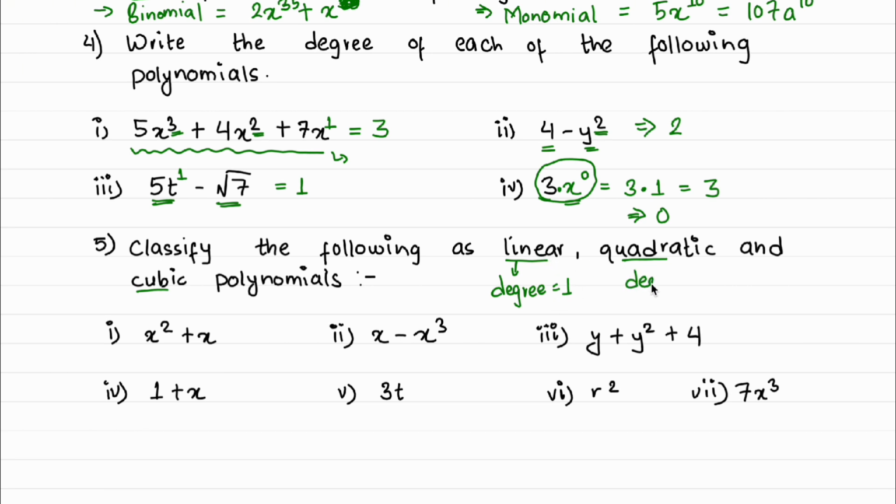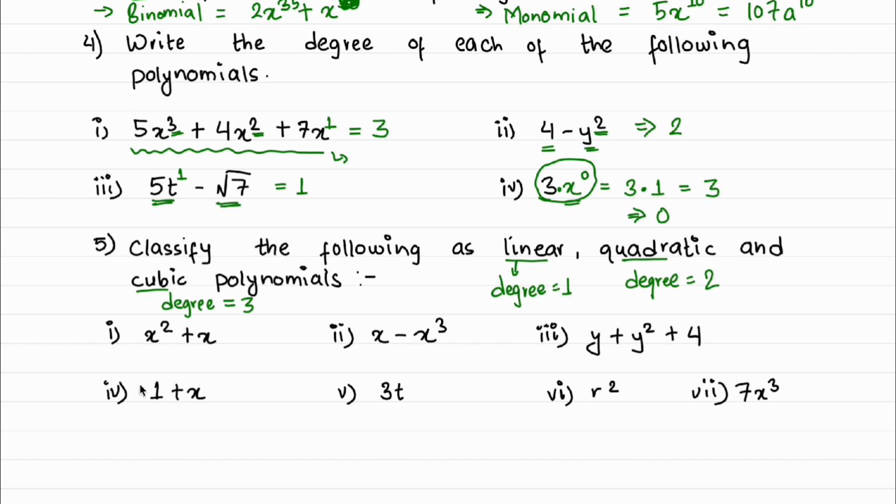If the degree of the polynomial is 2, then that's a quadratic polynomial. Now for cubic, what do you think should the degree be? The degree of the cubic polynomial needs to be 3. So if you have a polynomial of degree 1, that's linear. If it's 2, then that's quadratic. And if it's 3, it's cubic. It's pretty simple. Now let's see what type of polynomials are given in our question.